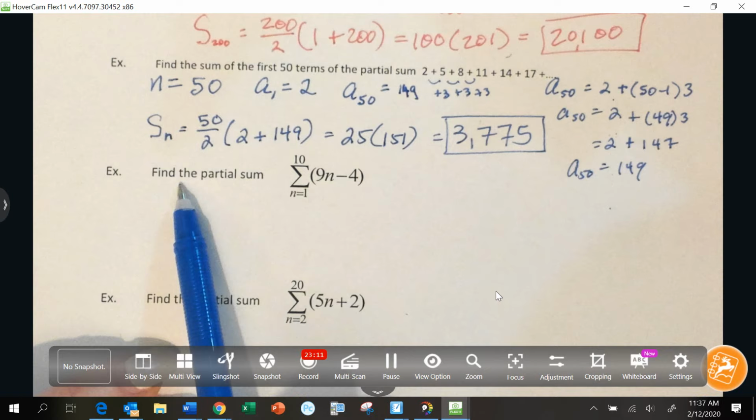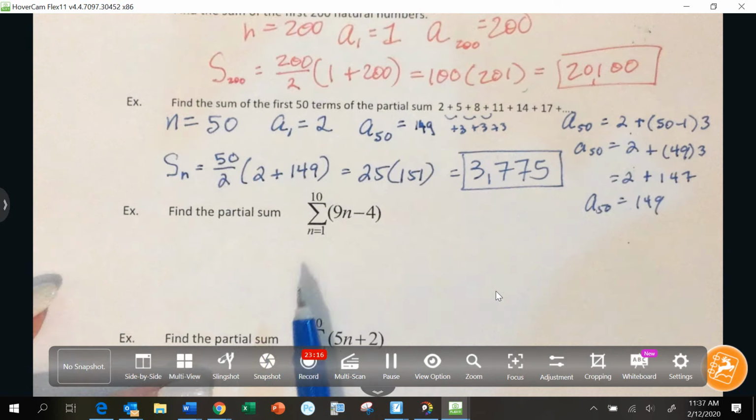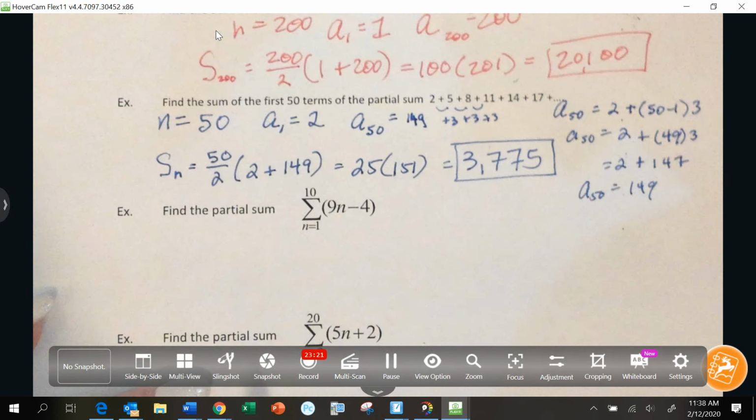Now we're going to use this partial sum formula when it's given to us in this format. So I need the number of terms. How many terms are there? 10? Okay. I need a sub 1. Question, am I given the first term? No, find the first term. Okay, so 9 times 1 minus 4 is our first term.